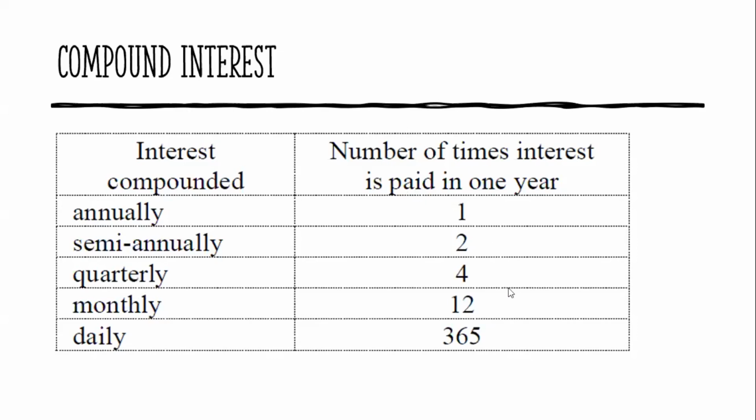Quarterly means 4 times for the year. Monthly means 12 times for the year, because there are 12 months in the year. And daily means every day. So that's 365 days a year. If you're compounding daily, I can tell you right now, this is the best one, because you're getting paid every single day. Okay? All right, so you're going to have to make sure you remember these. Annually once, semi-annually twice, quarterly 4 times, monthly 12 times, and daily 365 times for the year.